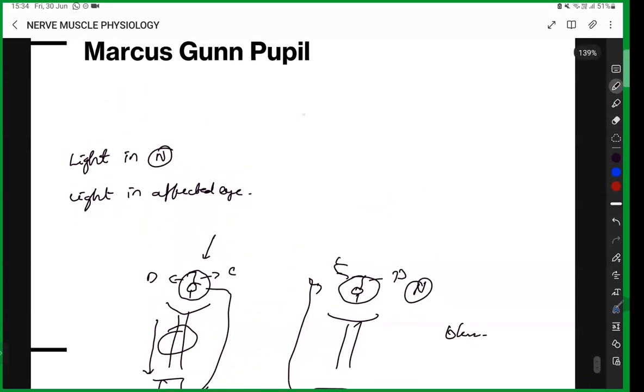Now, listen carefully. This is the normal eye and this is the affected eye. When you show light in the normal eye, both your normal eye and your affected eye are going to constrict. When the light is thrown on the affected eye, neither the normal nor the affected eye is going to constrict. So these two are the actual difference.